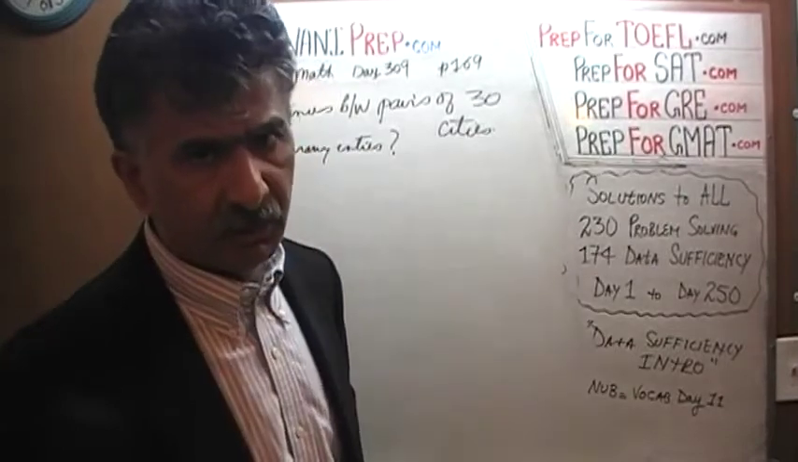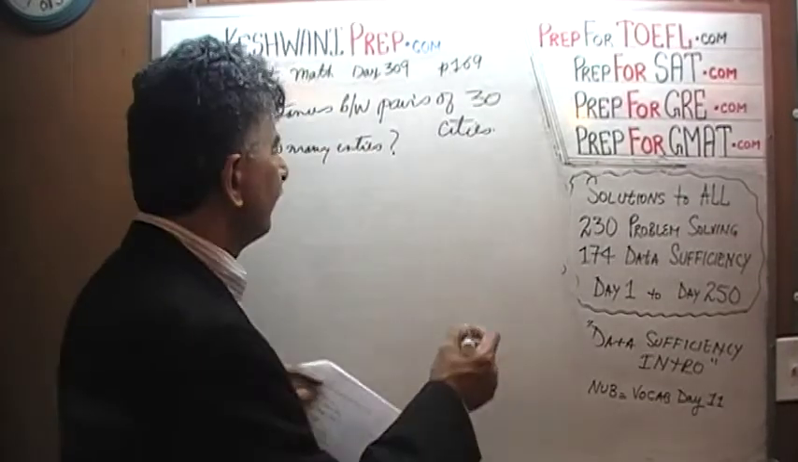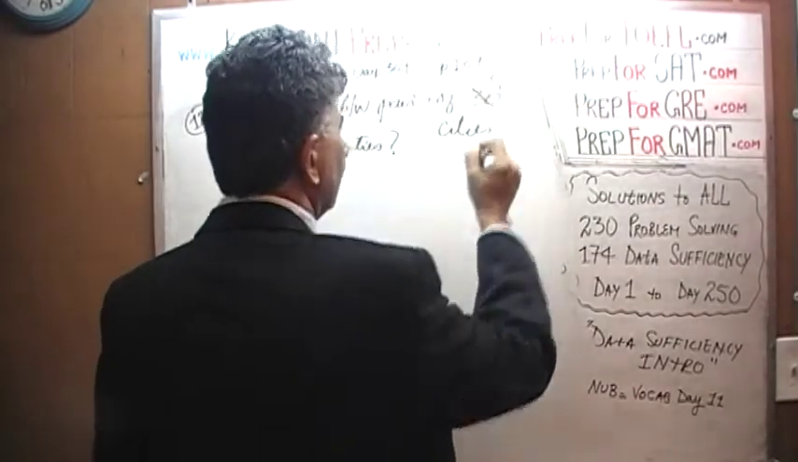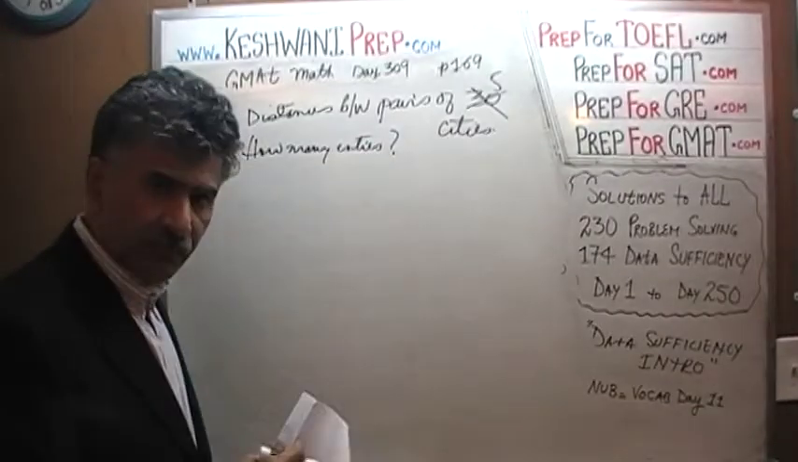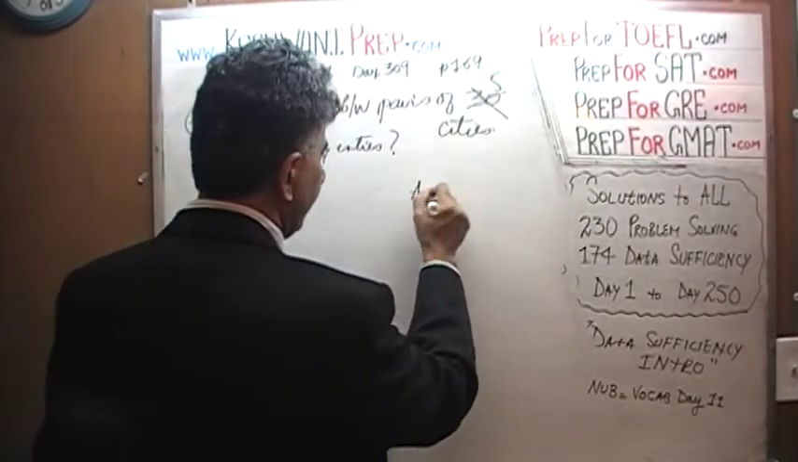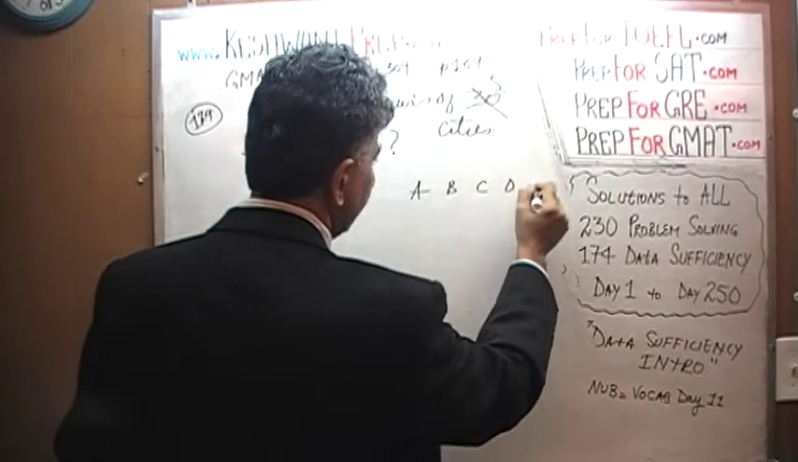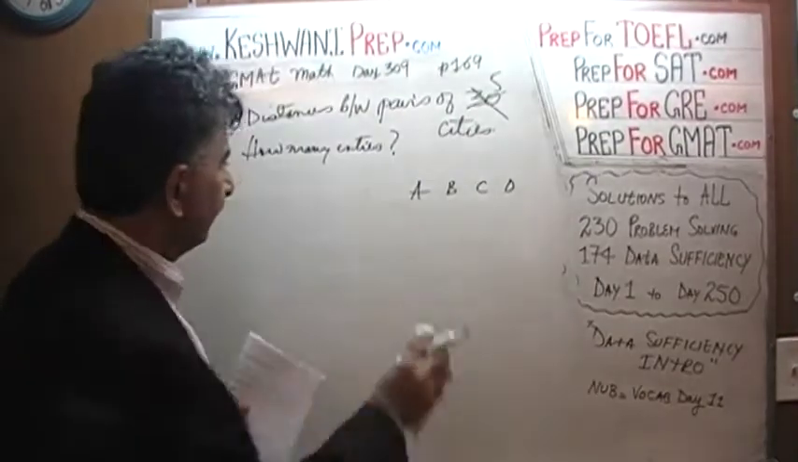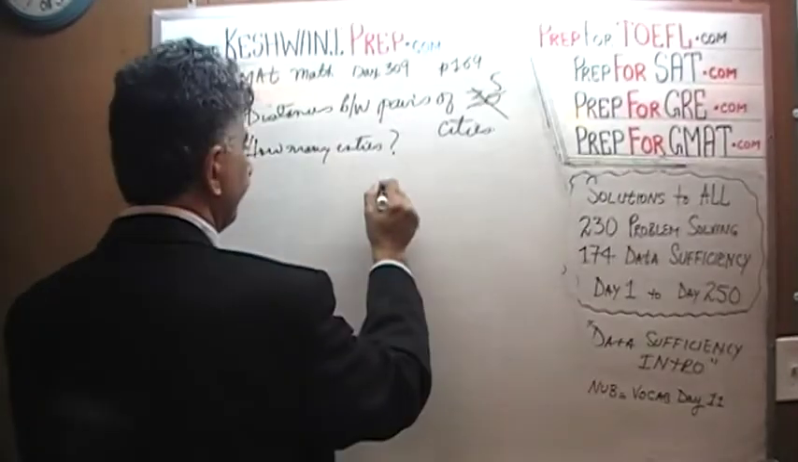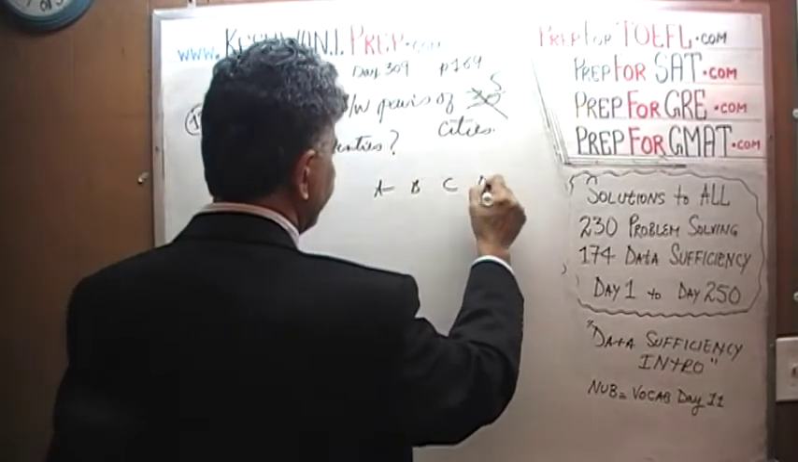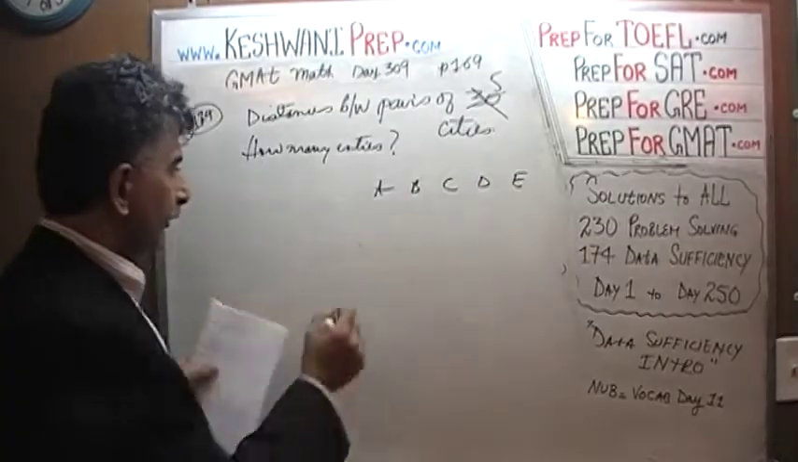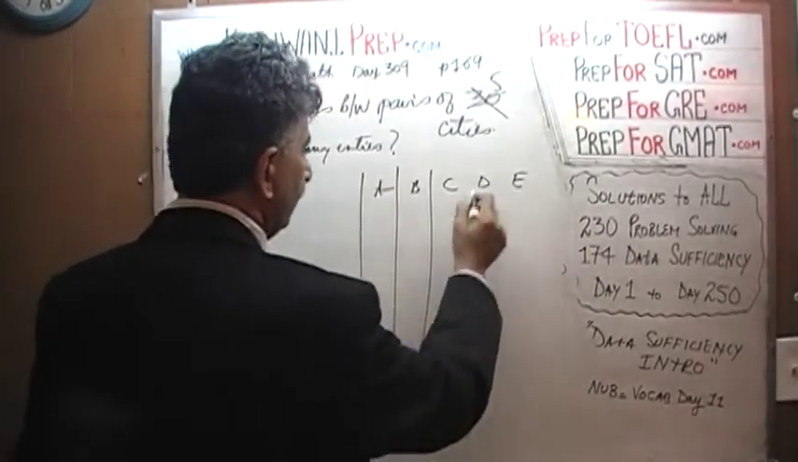Don't start out with 30. 30 is too many. Let's have 5 cities. Very simple, very easy to see. Here are my five cities: A, B, C, D, and E. Here are our five cities. 1, 2, 3, 4, 5.